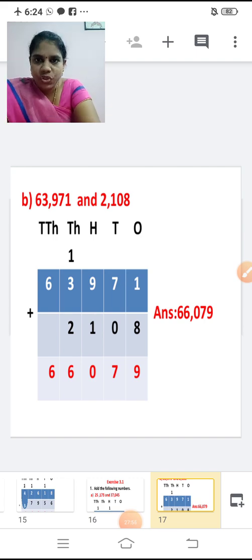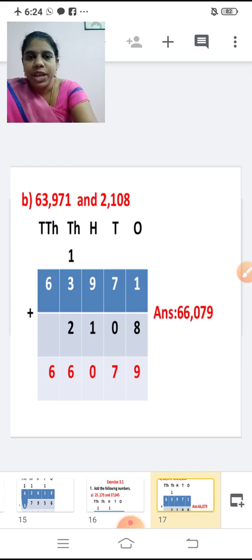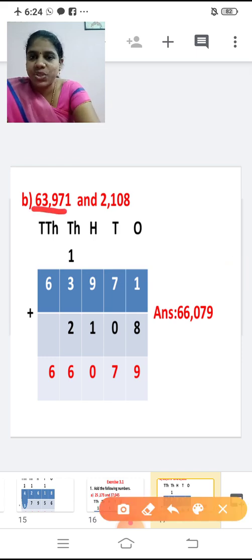Next sum, 63,971 and 2,108. We are going to add 63,971 and 2,108. First, we are going to write the numbers in their exact places, right? So first, take the first number, 63,971. Write 1 in the ones place, 7 in the tens place, 9 in the hundreds place, 3 in the thousands place, and 6 in the 10,000 place.